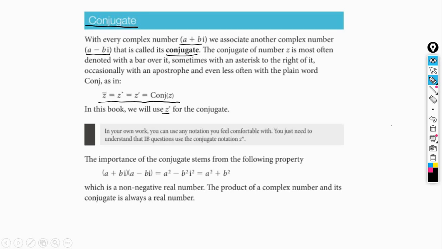You just need to understand that IB questions use the conjugate notation z asterisk. The importance of the conjugate stems from the following property. If you have a plus bi times a minus bi, this is going to be a difference of squares. So it's going to equal a squared minus b squared times i squared, which ends up being a squared plus b squared, which is a non-negative real number. In other words, the product of a complex number and its conjugate is always a real number.